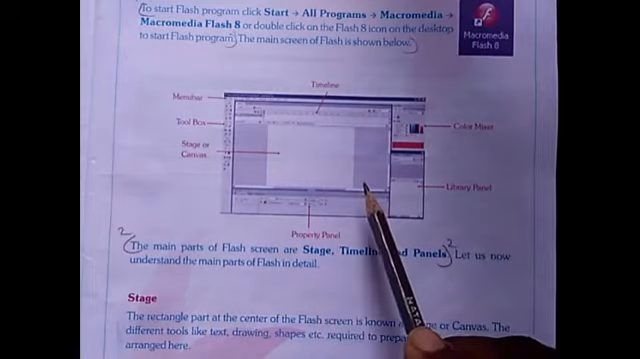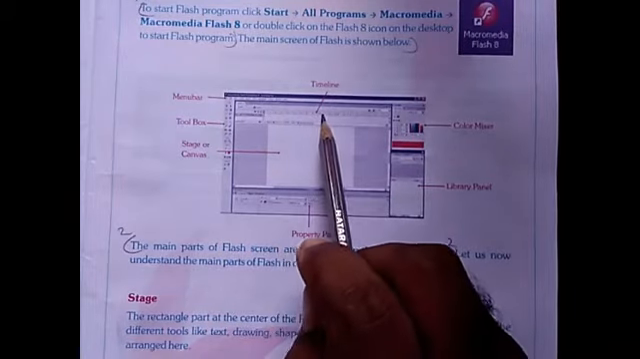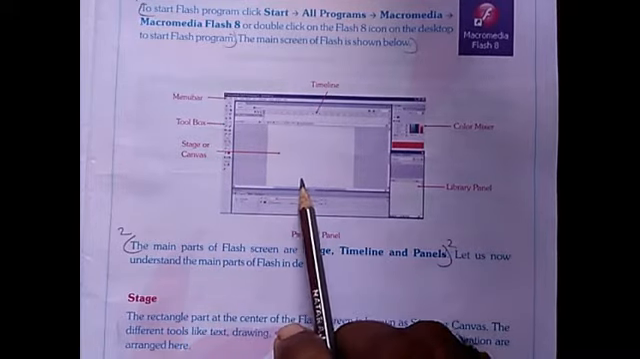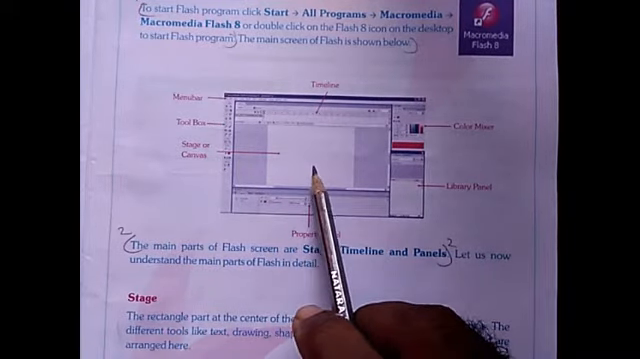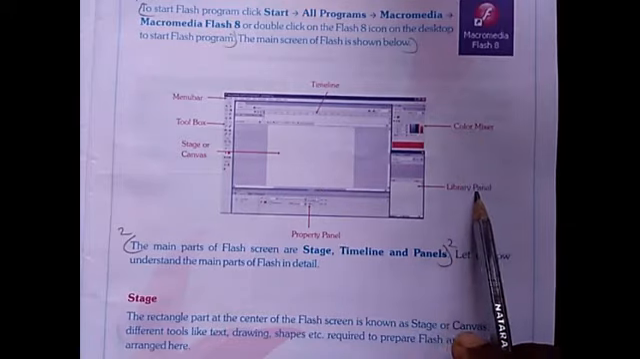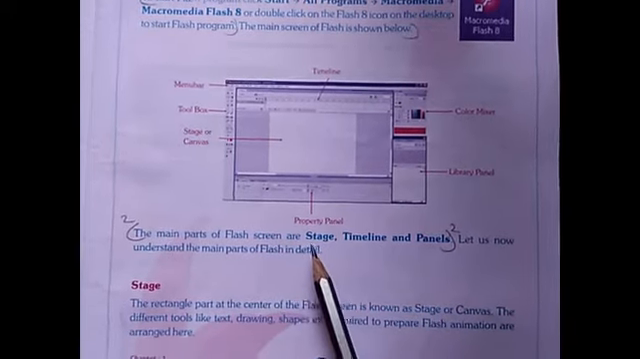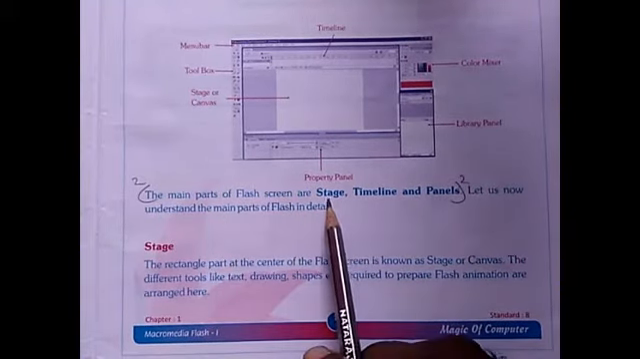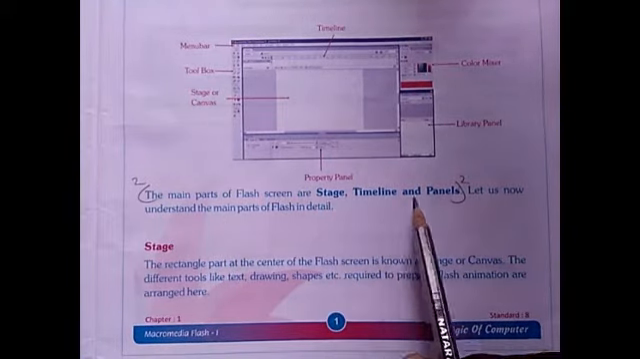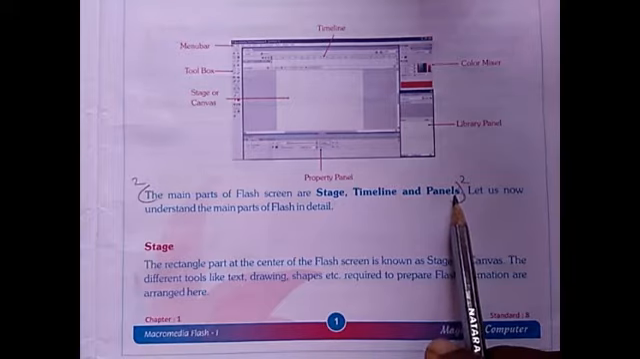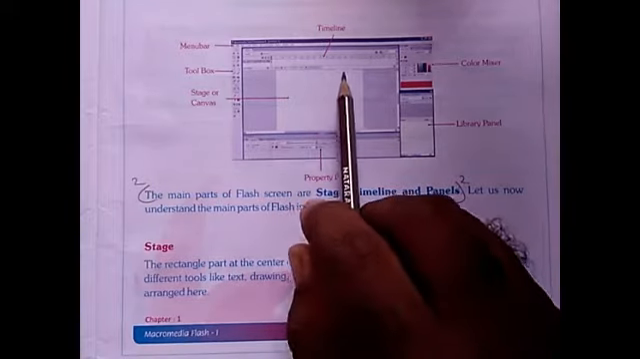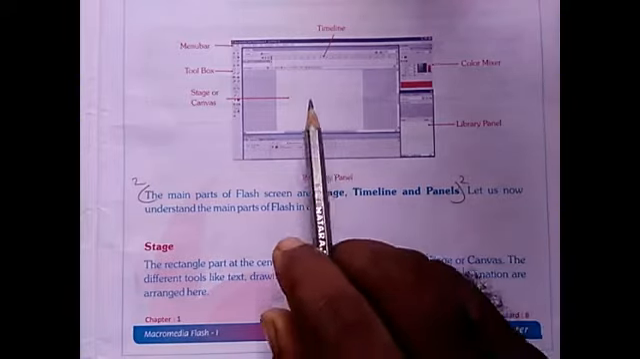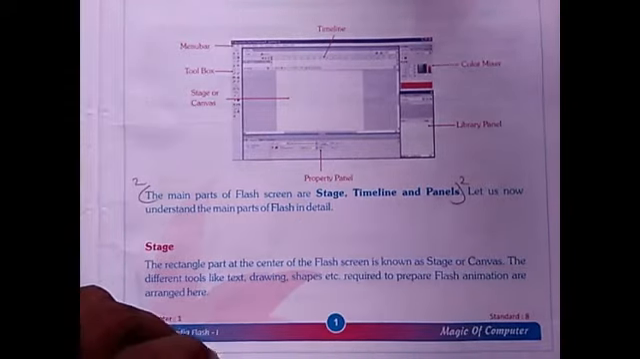When you start this program, you will get this. This is the timeline, this is the menu bar, toolbox, and this place is called the stage, where we do all the activities. There are also the color mixer, library panel, and property panel. So the main parts are mainly the stage, timeline, and panels. As I told already, this is the main stage or canvas where we do all the program.